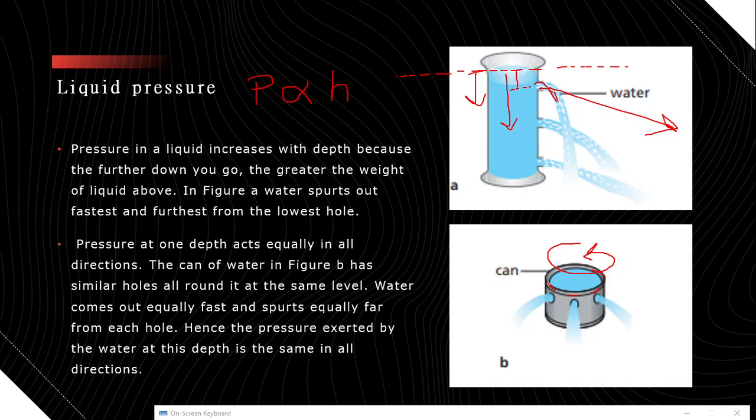But even from the holes that cannot be seen in this diagram, the pressure at which these water jets are coming out is supposed to be the same. So that tells us that pressure in all directions is the same. The can of water in figure B has similar holes all around it at the same level. Water comes out equally fast and spreads equally far from each hole. Hence, the pressure exerted by the water at this depth is the same in all directions.